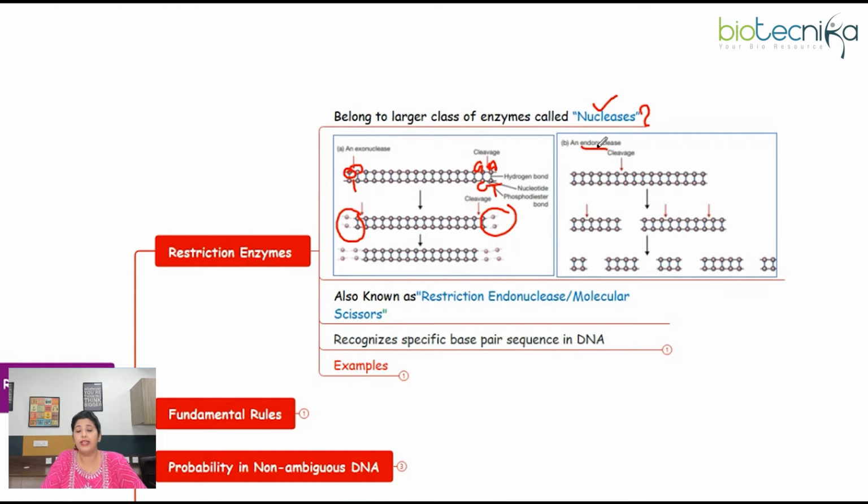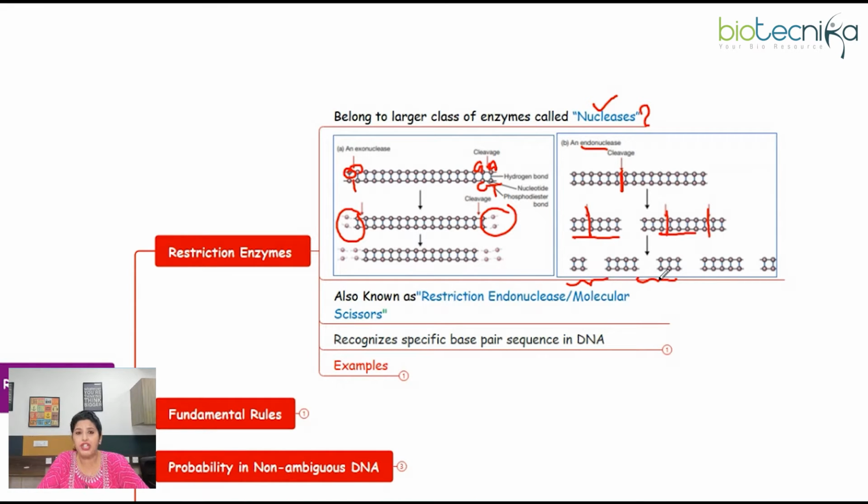However, endonucleases, endo means within. So these are the nucleases which break internal phosphodiester bonds within a DNA molecule. So here you can see that from here, this phosphodiester bond is broken. So you can see the fragments generated. Further, this enzyme breaks the phosphodiester bond, so further fragments are generated, right? So when we talk about restriction enzymes, they are endonucleases.